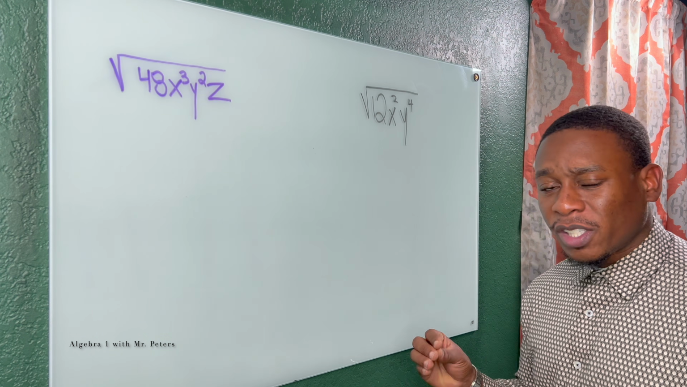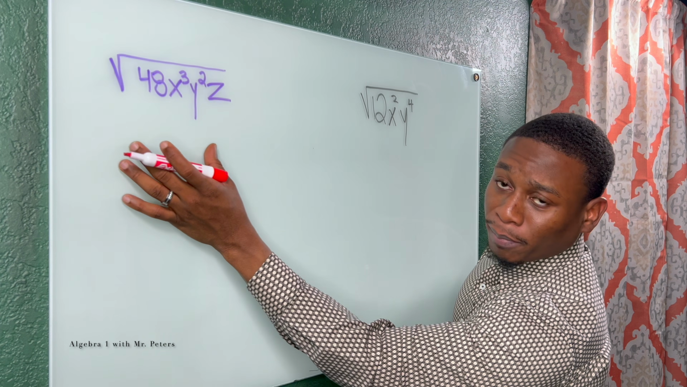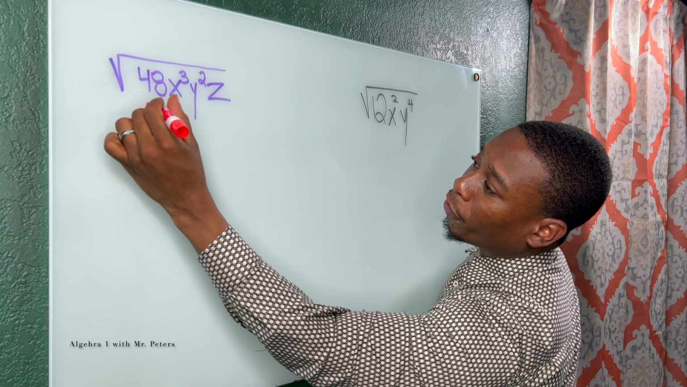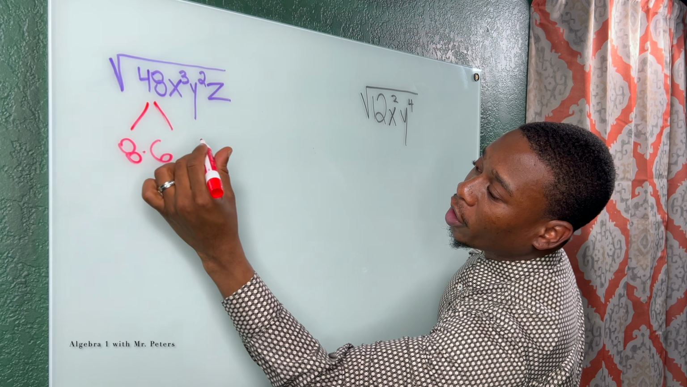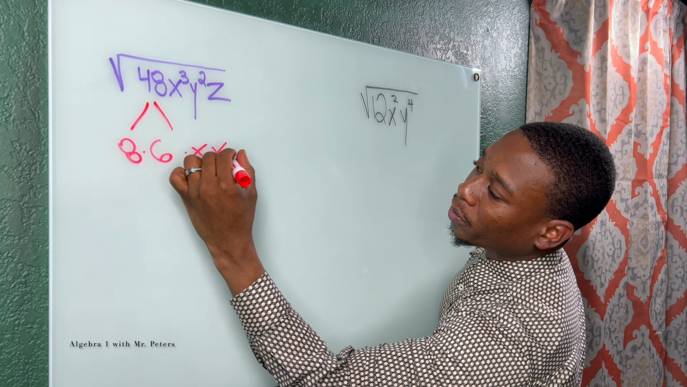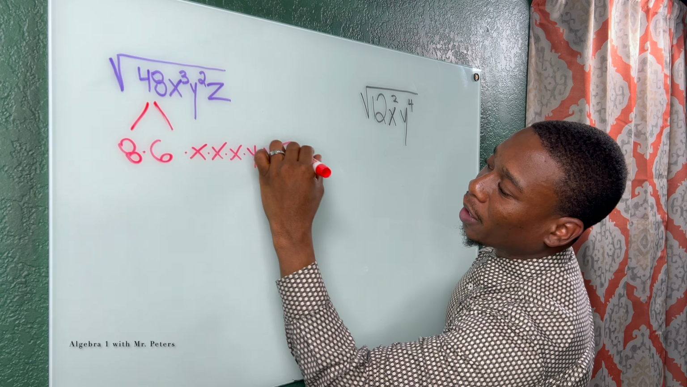Now we're going to focus on simplifying radicals with variables and exponents. So if we follow that same method, we could break 48 down as 8 times 6. And then we could just write our variables out. So we have x to the third times y squared times z.